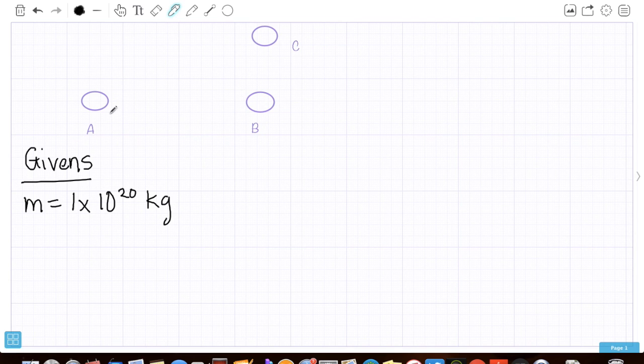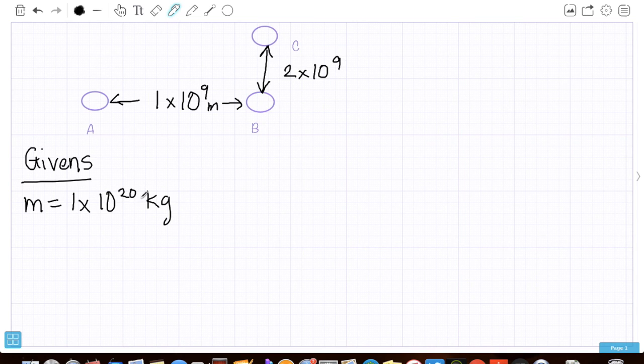Separating the masses, between A and B, we have 1 times 10 to the 9 meters. Again, these are celestial kind of distances. This is something that could be in space. And over here, we have 2 times 10 to the 9.